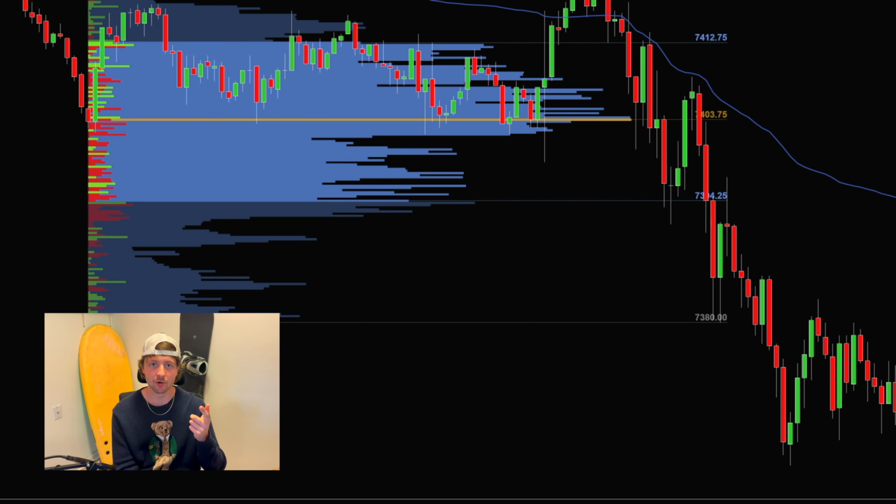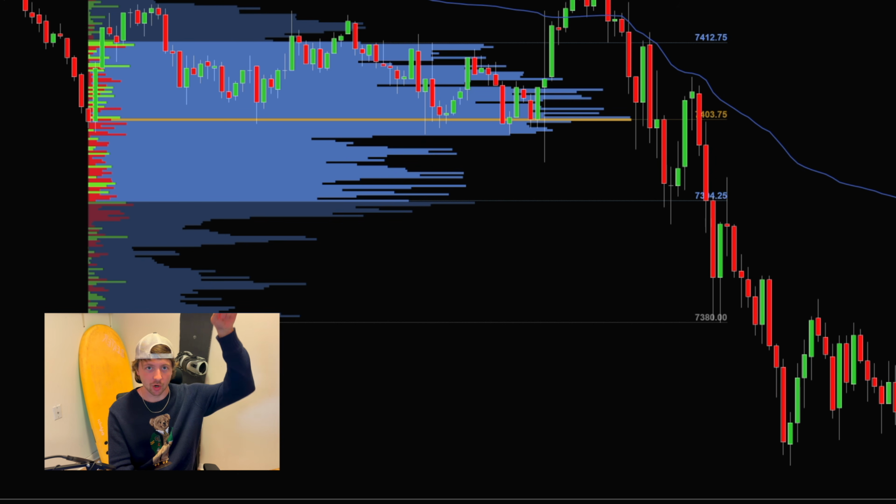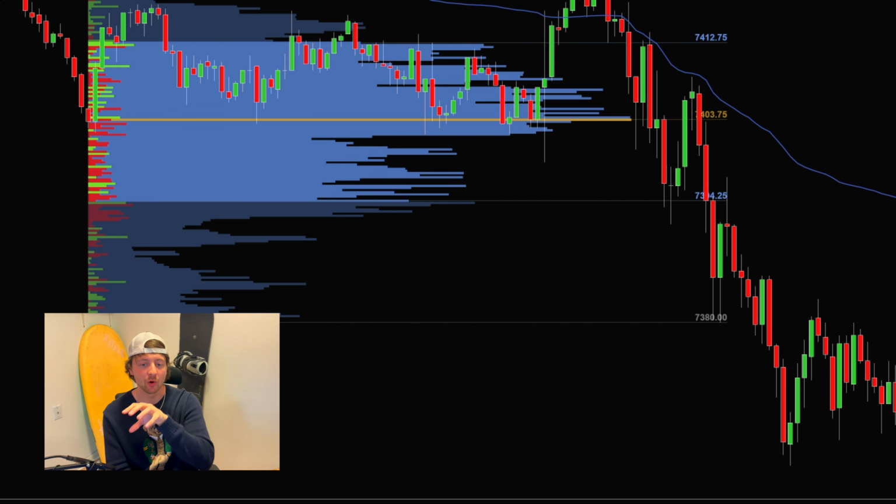You need to know where the previous day high and low are. Are we an inside day or are we an outside day? Are we trading inside of yesterday's range, or are we rallying away from it and pulling back and retesting the edges of yesterday's range? You need to know contextually where we are in accordance to where we have been.